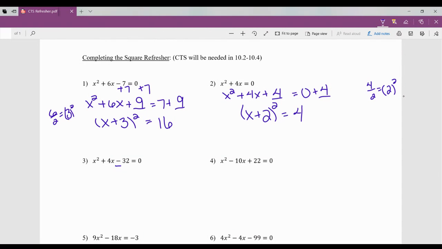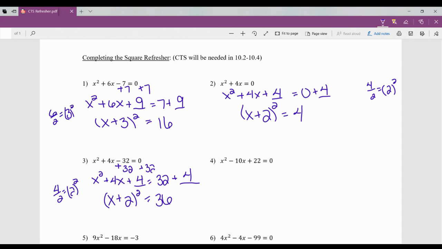All right, same deal with number 3. We're going to add 32. So we get x squared plus 4x plus blank equals 32 plus blank. Okay, so we take that middle term, 4, and we divide it by 2, so we get 2, and we're going to square that. So we add 4 to this side, add 4 to that side. So we have x plus 2 squared equals 36.